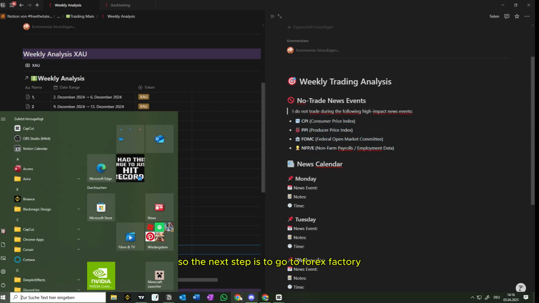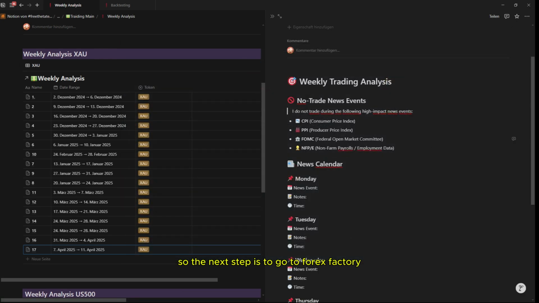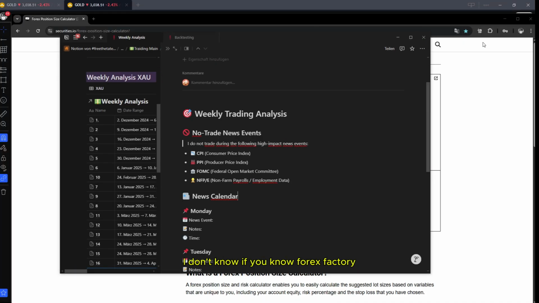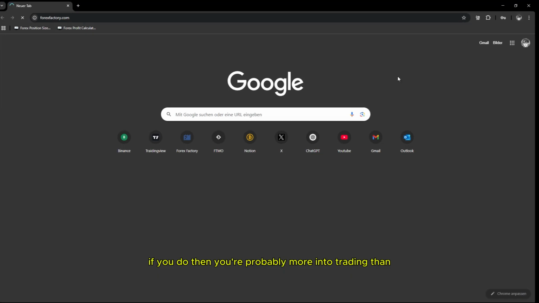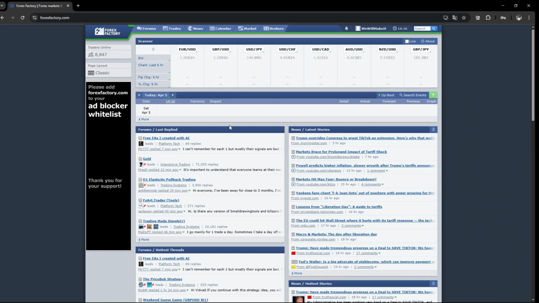So the next step is to go to Forex Factory. I don't know if you know Forex Factory. If you do, then you're probably more into trading than if you don't. But it's just a website where you can look at news that will impact the market.